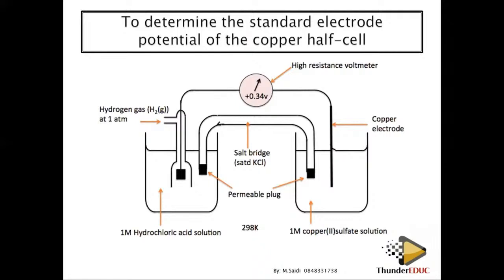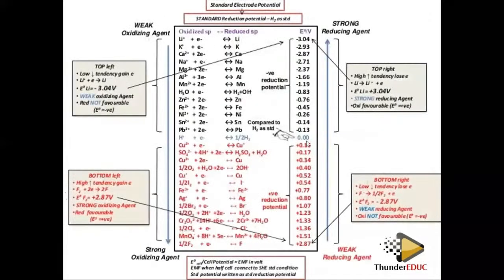Now, how do I identify that this is the cathode, this is the anode? This is what you are supposed to do. Hydrogen and the copper. Hydrogen is more reactive than copper. So what does it mean? Hydrogen must be at the anode. Copper must be at the cathode.